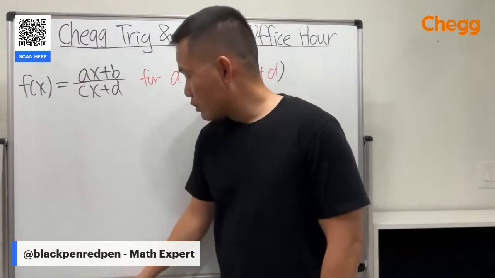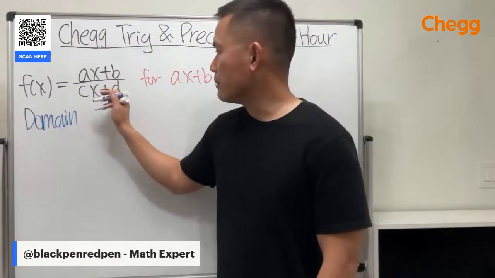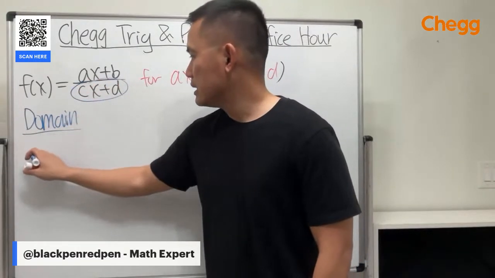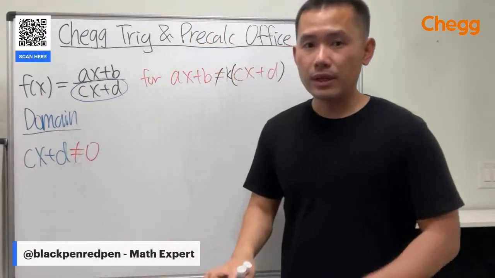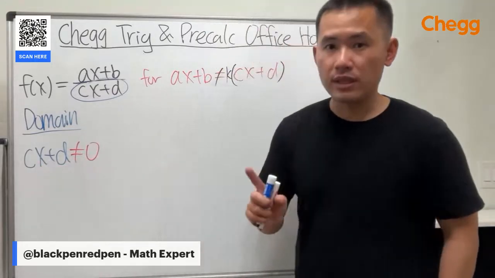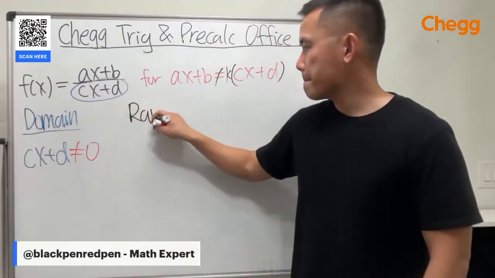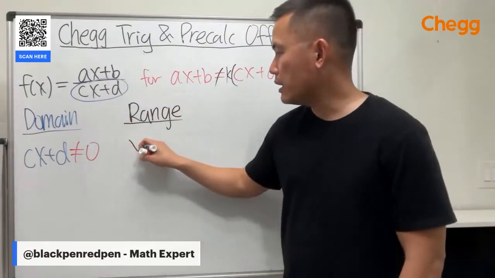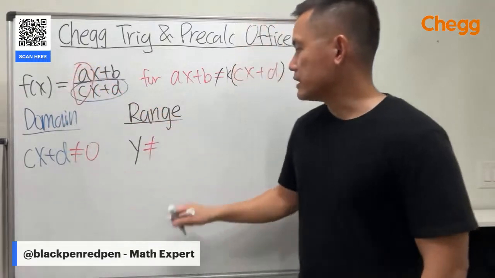Domain and range. Domain is the part where you make the bottom not equal to 0. So I'm just going to do this. You say cx plus d is not equal to 0. And you're setting out the restriction, and then you'll be able to find the x value that you cannot use. Now, for the range, which is the main topic for today, it's just that y cannot be equal to a over c.